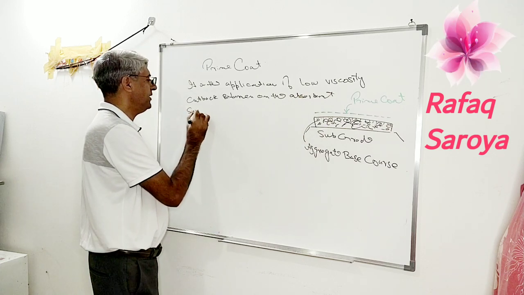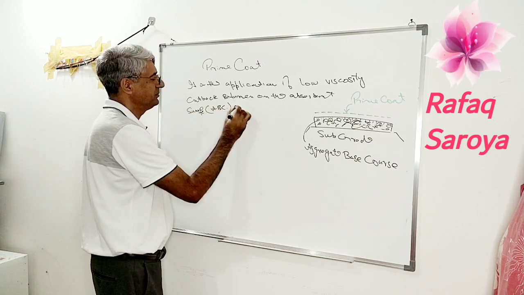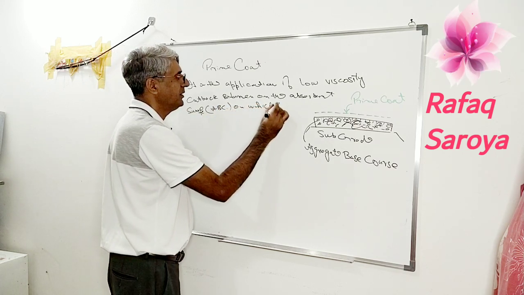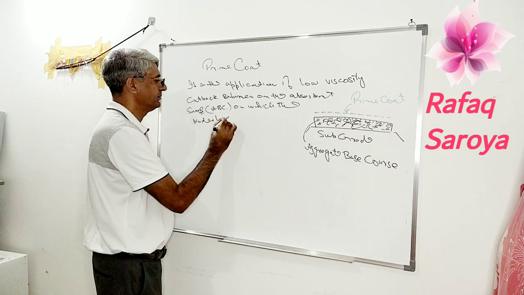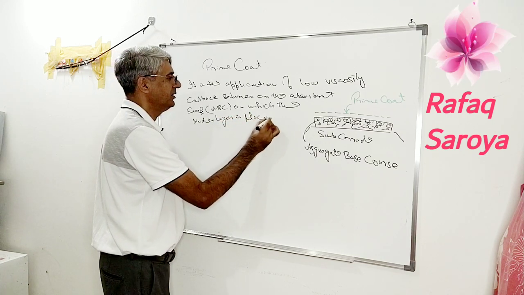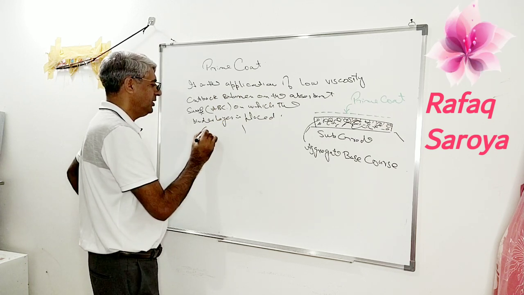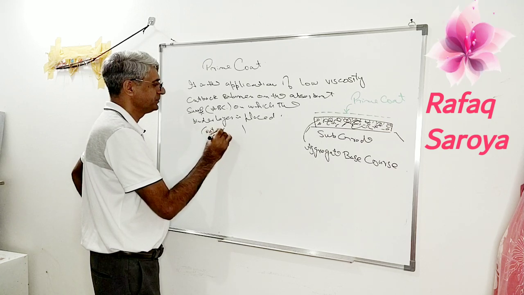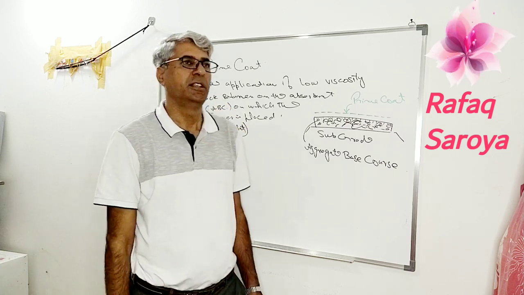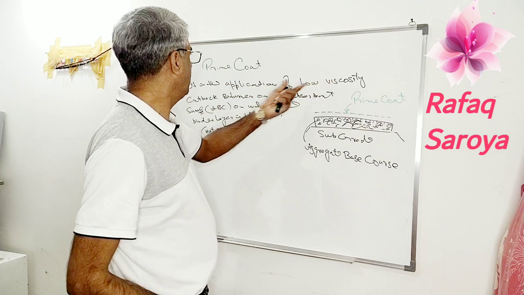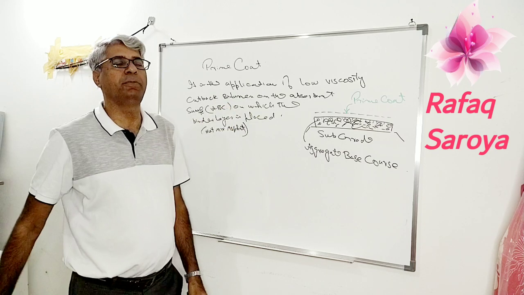What do you mean by absorbent surface? Aggregate base course, ABC, on which the binder layer is placed. Now the question is, what is the binder layer? Binder layer means your hot mix asphalt. This is the definition. It is the application of low viscosity cutback asphalt on the absorbent surface like aggregate base course on which the binding layer is placed.